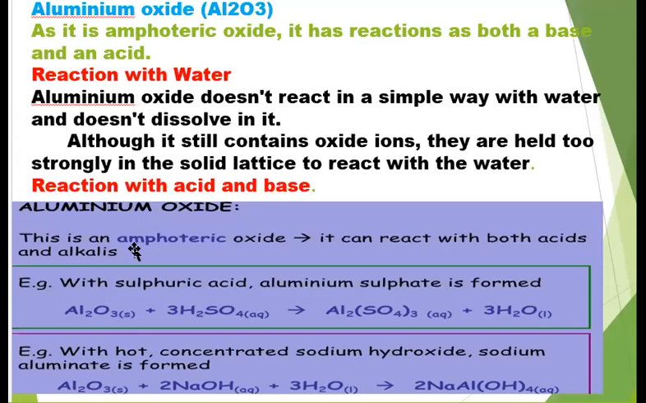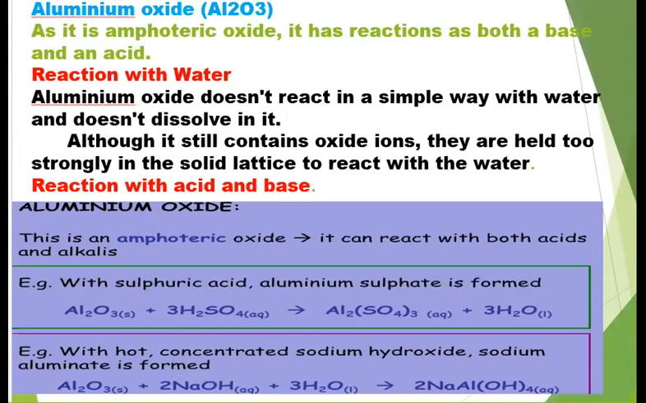When we react aluminium oxide with an acid such as H2SO4, it produces salt and water. This reaction shows that aluminium oxide is basic in nature. When it reacts with the acid, it produces salt and water. While if you react aluminium oxide with sodium hydroxide, then it acts as an acid. And again, it produces salt and water. This is salt and this is water.